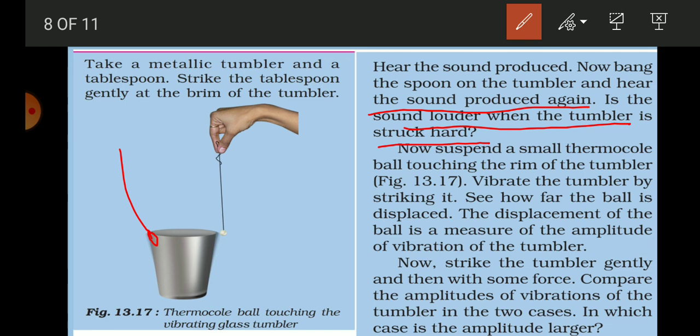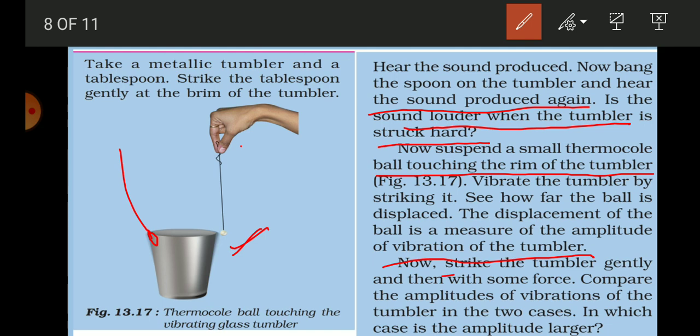Of course, it will be louder when it is being struck with a large force. Now, how can we understand the amplitude? Suspend a small thermocol ball touching the rim of the tumbler. Here, one thermocol ball is suspended near the brim of the tumbler, which is vibrating. When it is touched, you can see the thermocol ball displaced from its mean position, and the displacement of the ball is the measure of the amplitude of vibration of the tumbler.